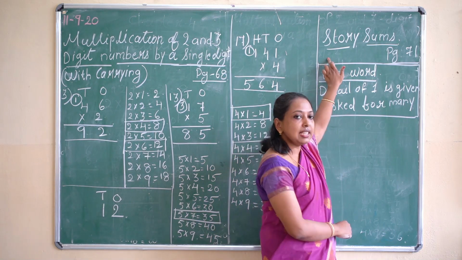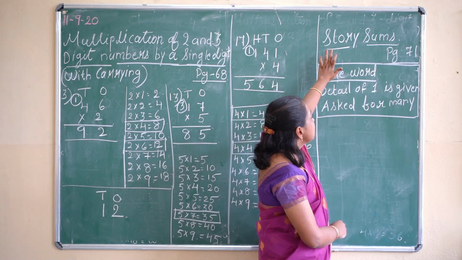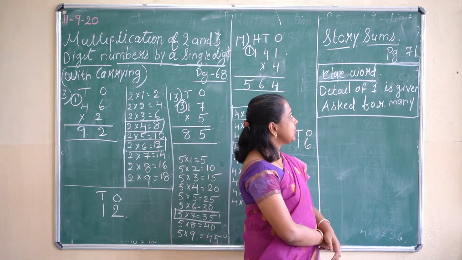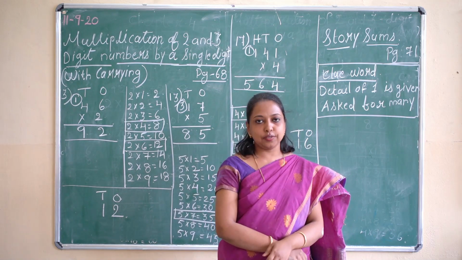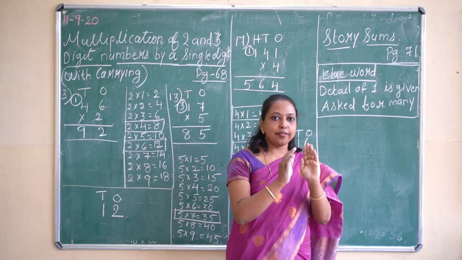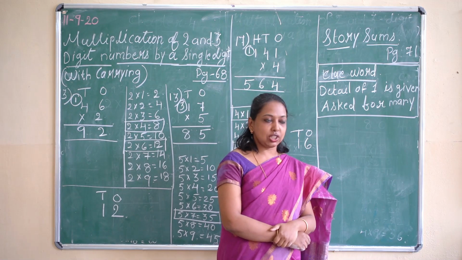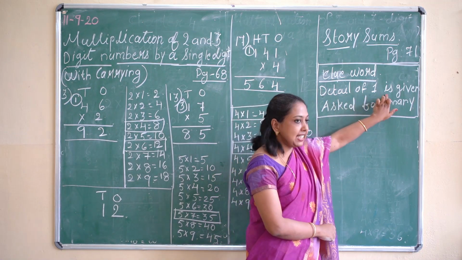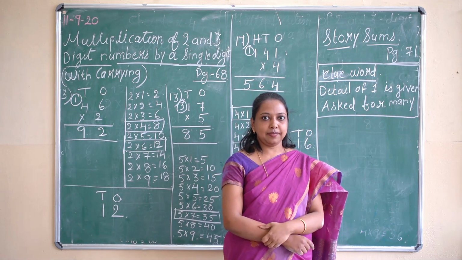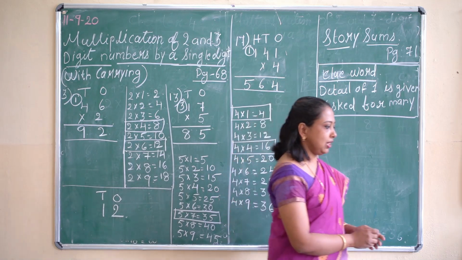Let's start the next topic, story sums. Story sums on page number 71. Before starting the story sum, I will give one keyword for multiplication. First, you have to read the question neatly. If you find that in the question, detail of one is given and asked for many, then you can do multiplication. Let's see the first question.